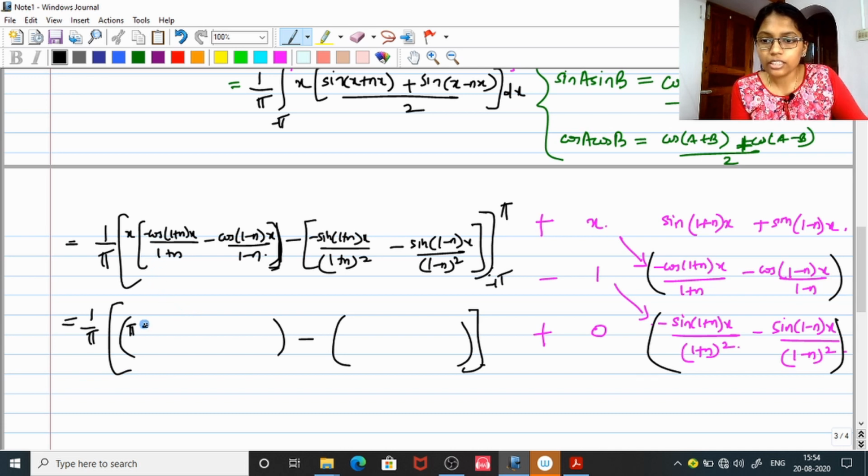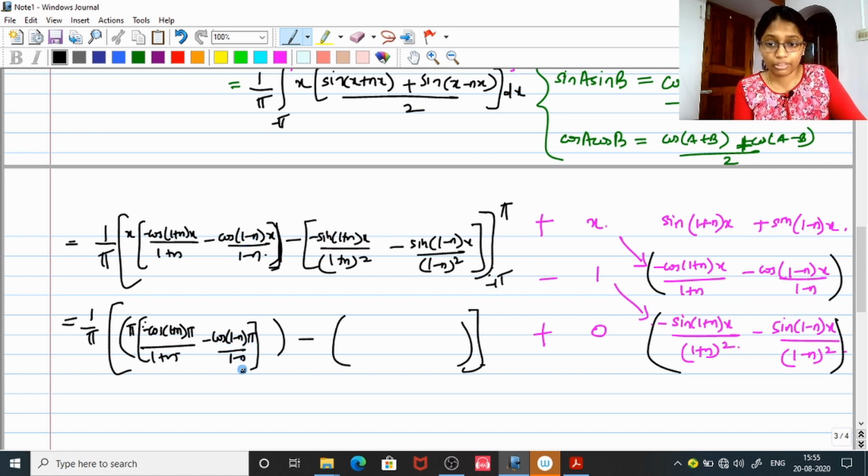Negative cos 1 plus n of pi divided by 1 plus n, here there is a bracket opening, minus cos 1 minus n of pi divided by 1 minus n. Okay, minus, I need to substitute this upper limit to the 4 terms written over here. I substituted the pi value for this quantity which is reduced to this term, and this quantity again given to the second term which is now reduced to negative cos 1 minus n of pi divided by 1 minus n.